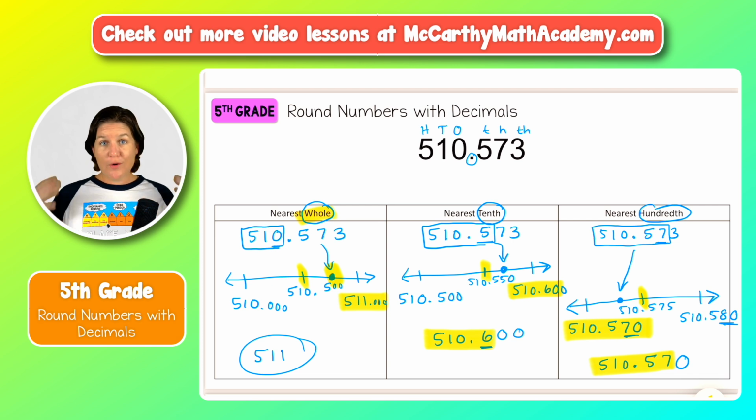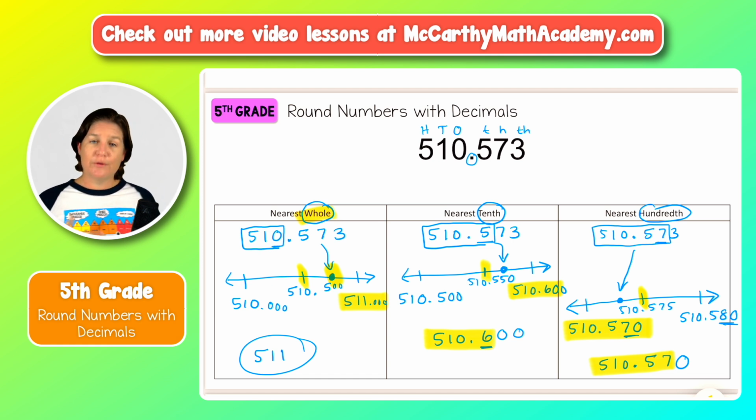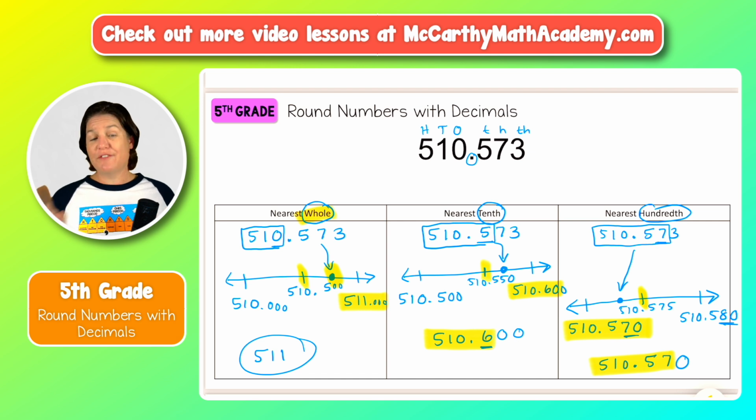Okay, so that is how you round numbers with decimals. It seems like a lot, but once students get in the habit of creating that number line, it creates an amazing visual with that halfway point of whether we round down or round up. And if it's exactly halfway, you round up.